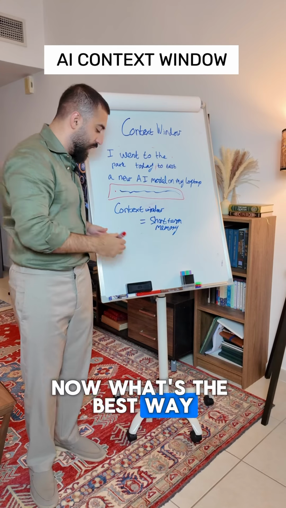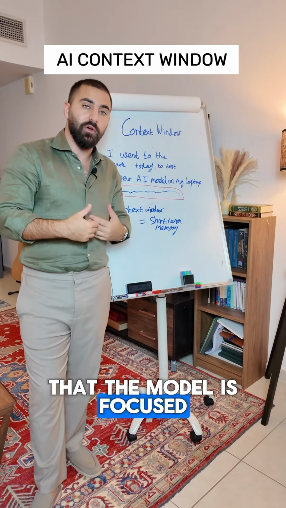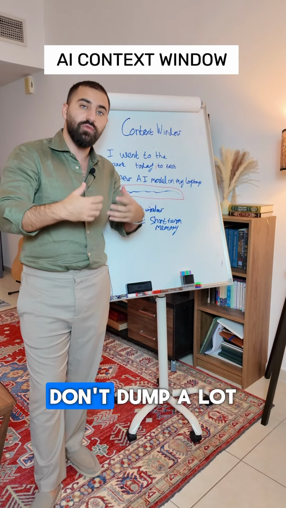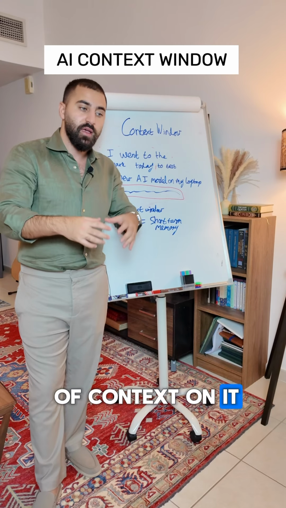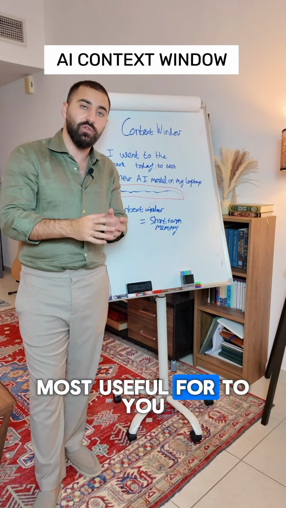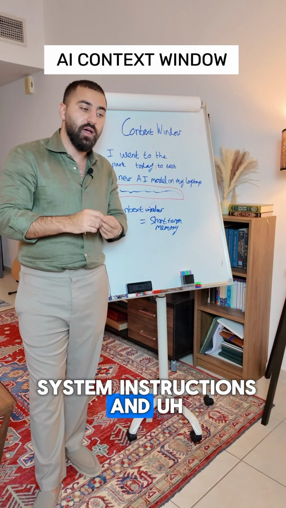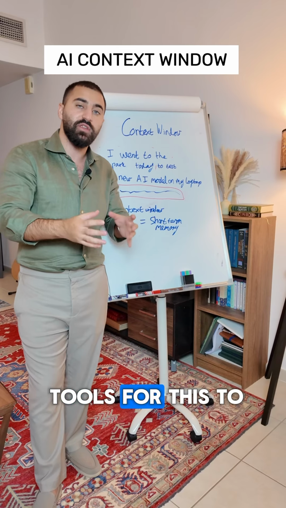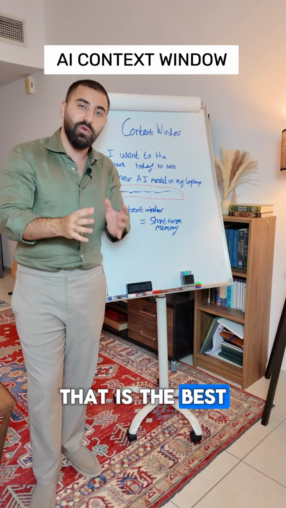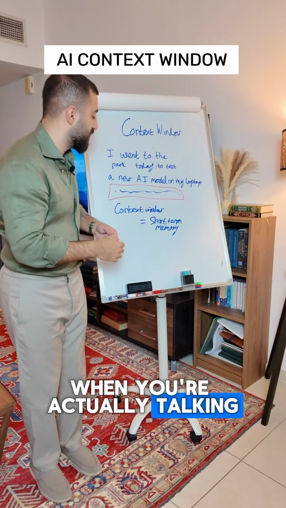Now, what's the best approach that we can take to actually make sure that the model is focused on what we want it to know? What you must do is, initially, don't dump a lot of context on it. Give the simplest, shortest form of the context that is the most useful to you, and also utilize system instructions and projects and many other tools for this to always be a reference point that forces the model to go back to. That is the best way for you to keep the attention span from thinning out as much as possible when you're talking to the model.